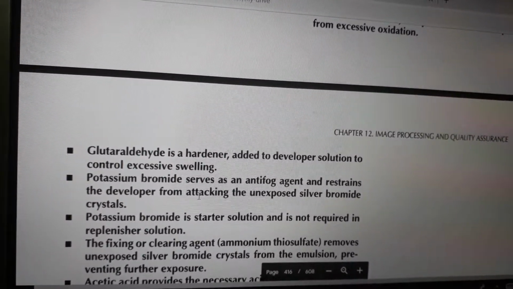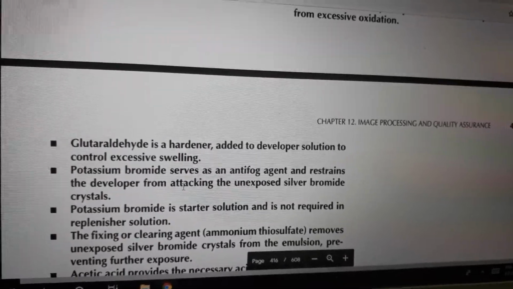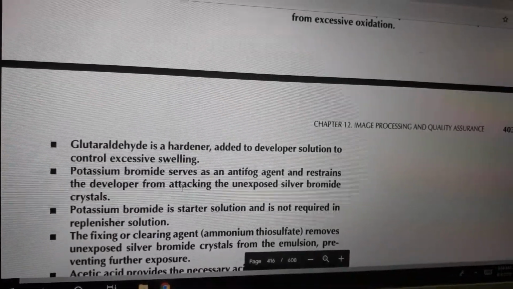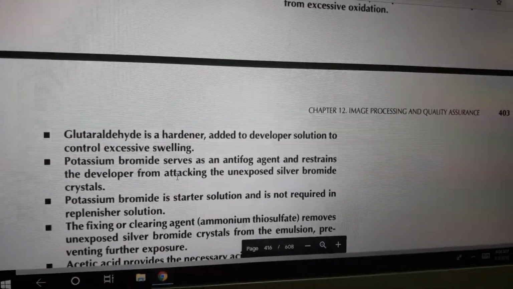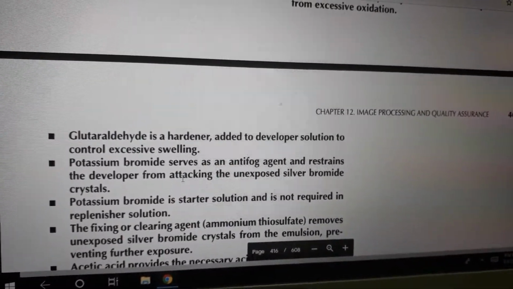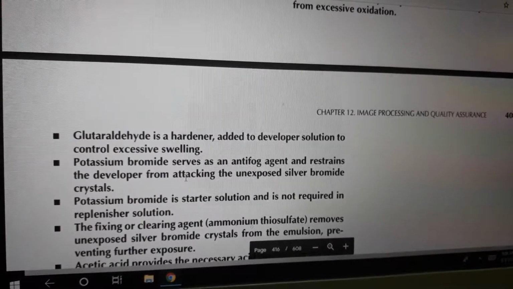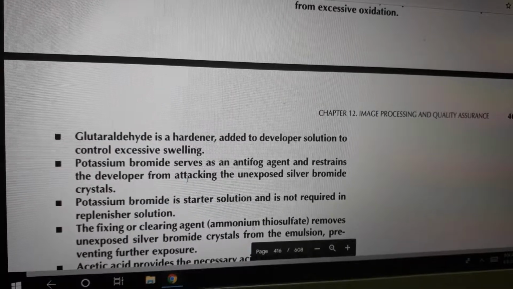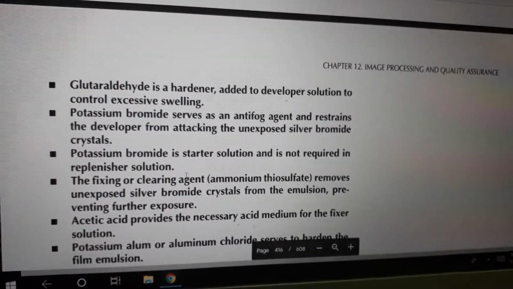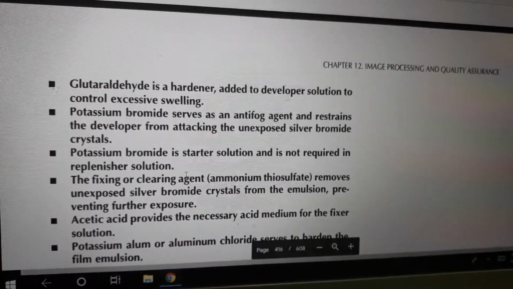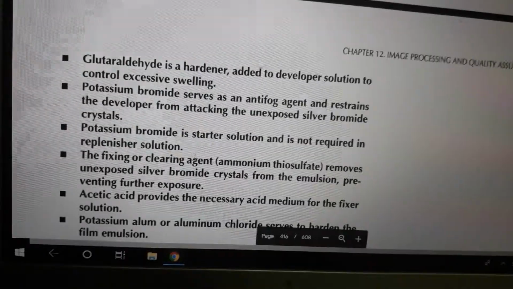Glutaraldehyde is the hardener added to developer solutions to control excessive swelling. The potassium bromide serves as an anti-fogging agent and restrains the developer from attacking unexposed silver bromide crystals. The potassium bromide starter solution is not required in the replenisher solution.